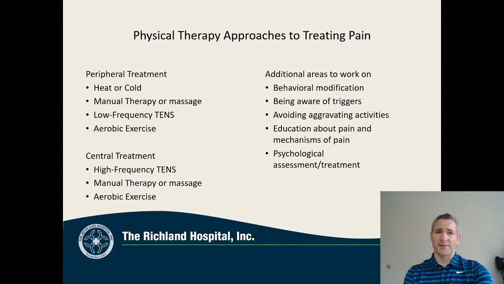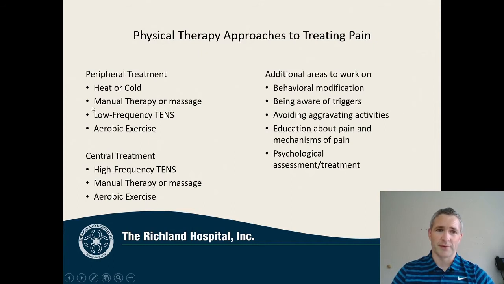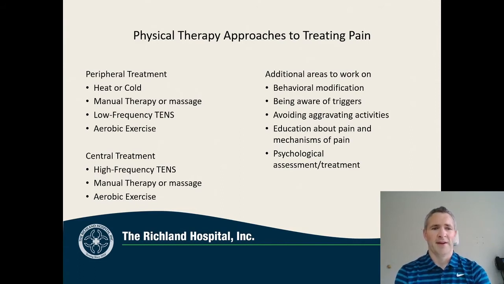So as a physical therapist, what are some things that we do to help treat pain? Okay. So I broke this down into peripheral, so out on the skin, on a limb, arm, leg, anything like that, and central. So that signal after it leaves the arm, leg, it gets to the spinal cord and goes up to the brain. Two different approaches to what we can do.